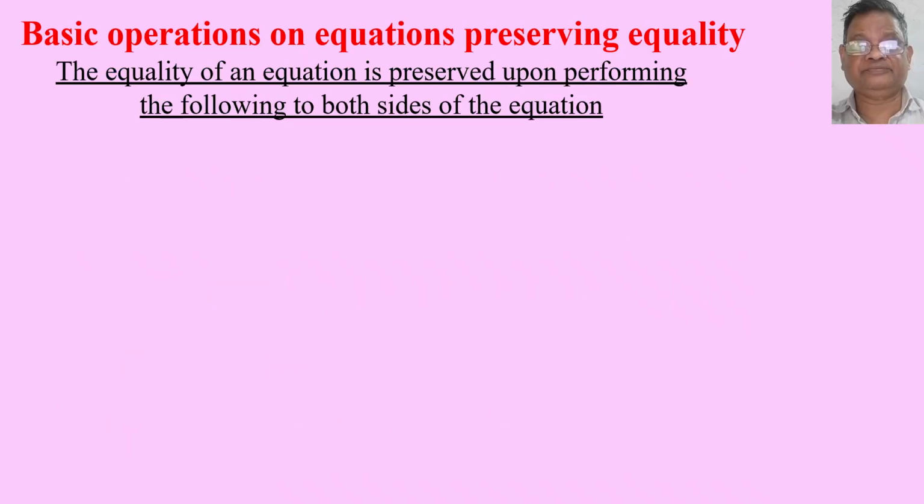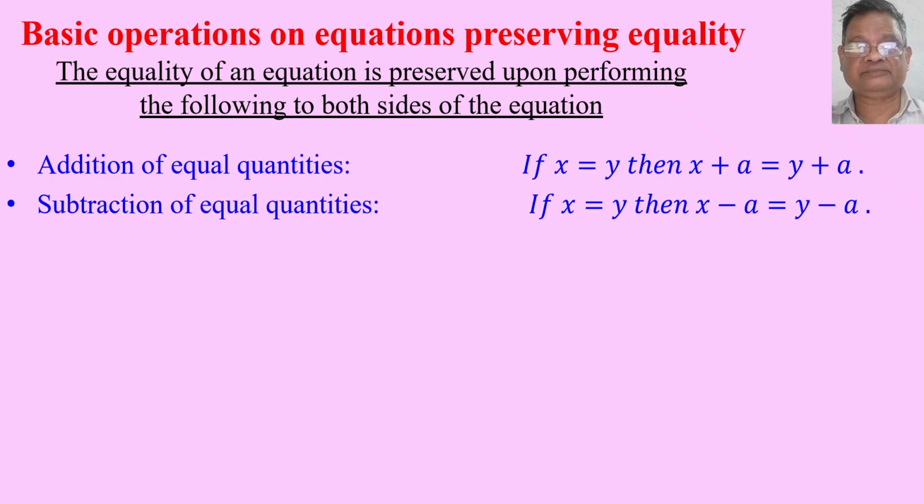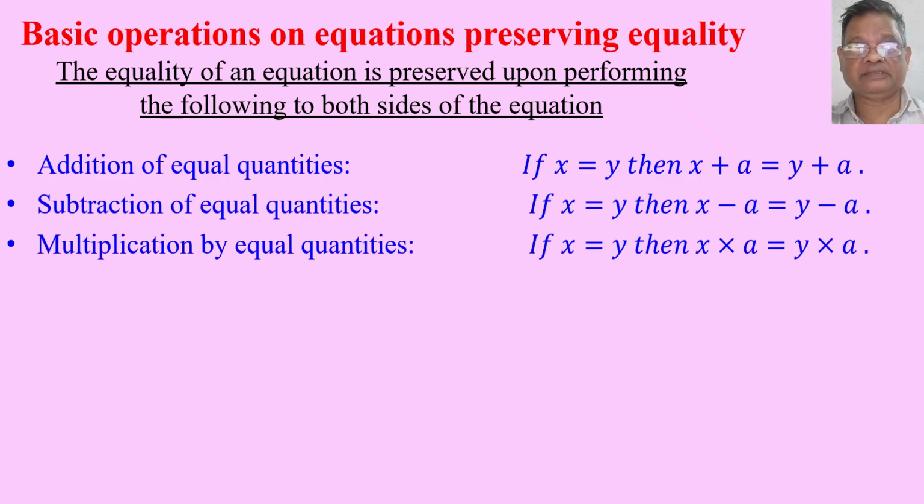The equality of an equation is preserved upon performing the following to both sides of the equation. Addition of equal quantities: if x equals y, then x plus a equals y plus a. Subtraction of equal quantities: if x equals y, then x minus a equals y minus a. Multiplication by equal quantities: if x equals y, then x times a is equal to y times a.